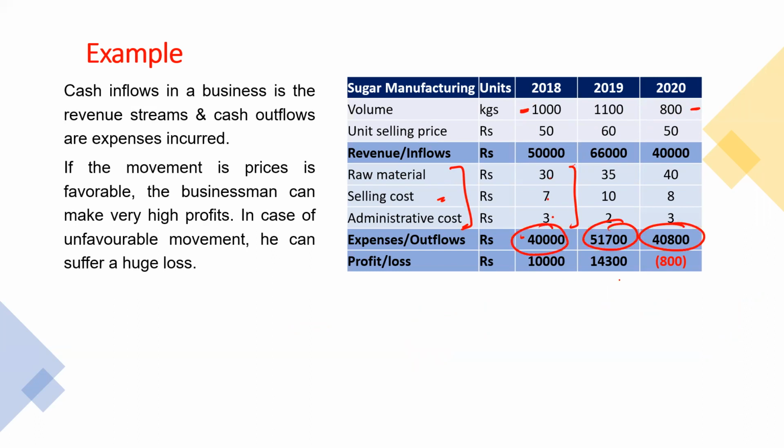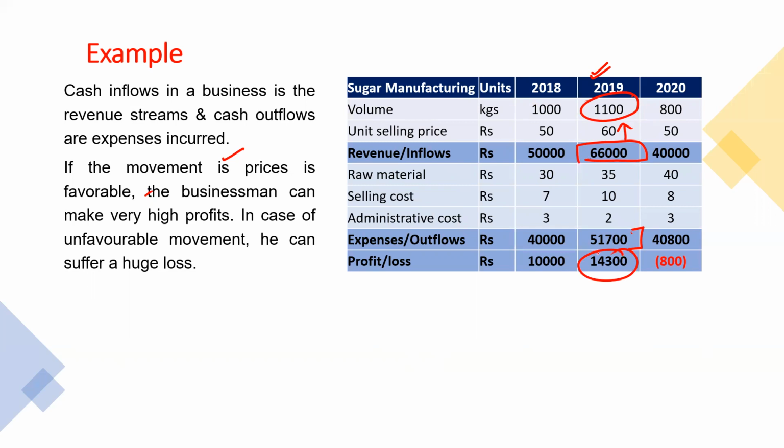The difference between the two is your profit or your loss. So for a business, the cash inflows and the outflows are very, very much variable. They are not stable. And if the movement in prices is favorable, let's say the best year, if I would say, amongst these three, is 2019, where the number of units sold was 1100 and the selling price increased to 60, right? So I earned a revenue of 66,000. My expenses were still low and I got the maximum profit.